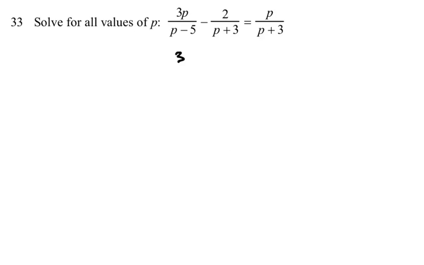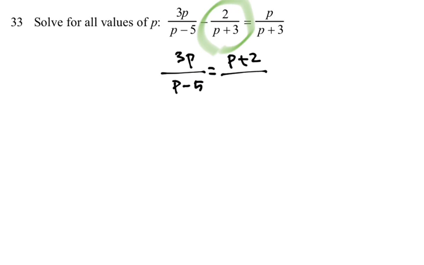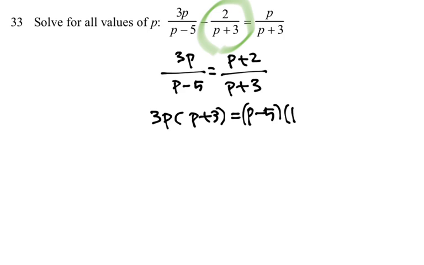Number 33. In this case, I can add this term to the other side, and I'll end up getting 3p over p minus 5 is equal to p plus 2 over p plus 3 because they have the same denominator. Now when we multiply them across, we'll end up getting 3p times p plus 3, and then we have p minus 5 times p plus 2. And when you multiply them out, we get something like this.